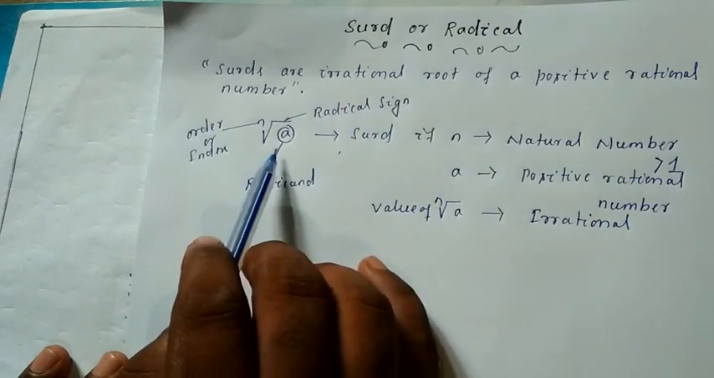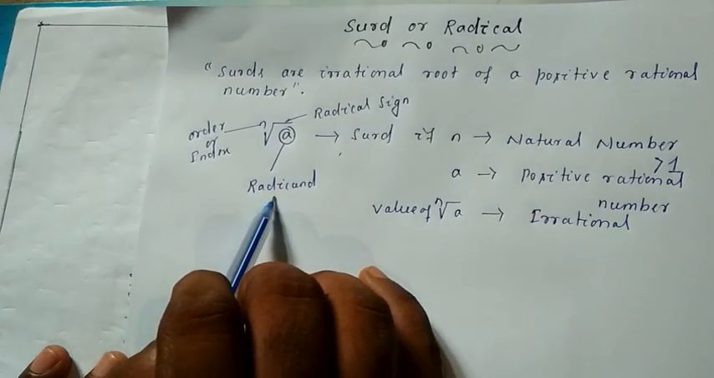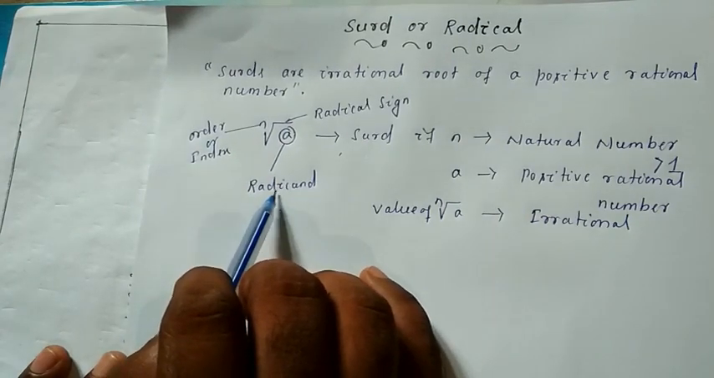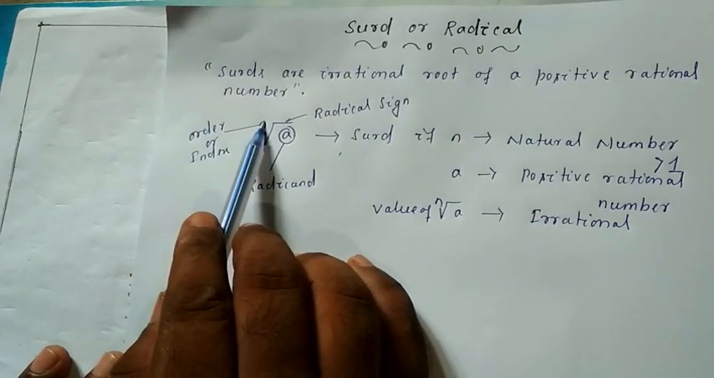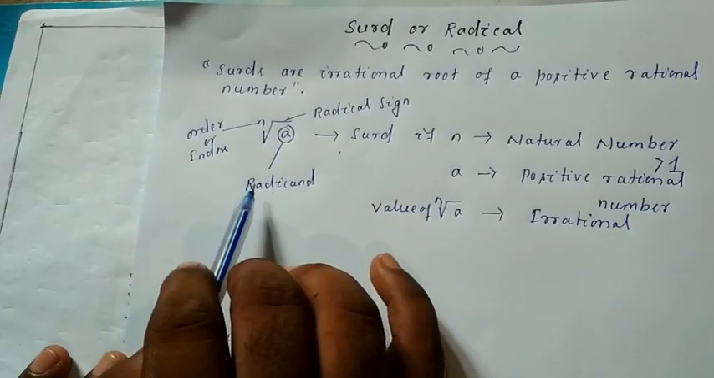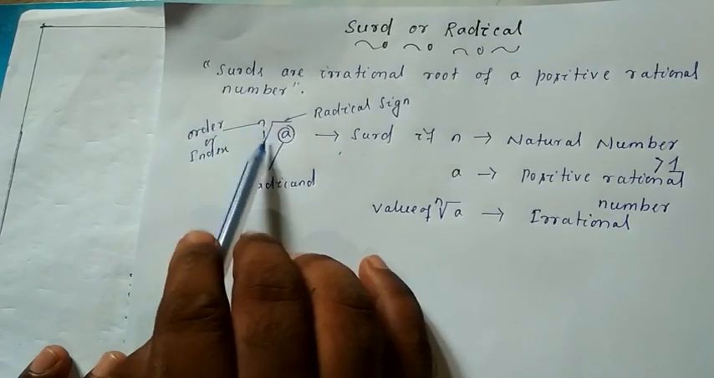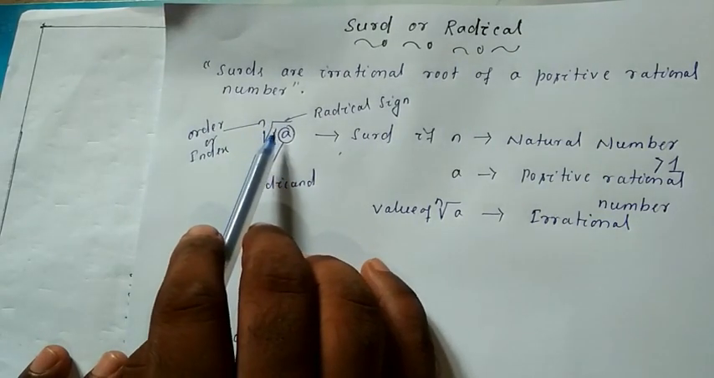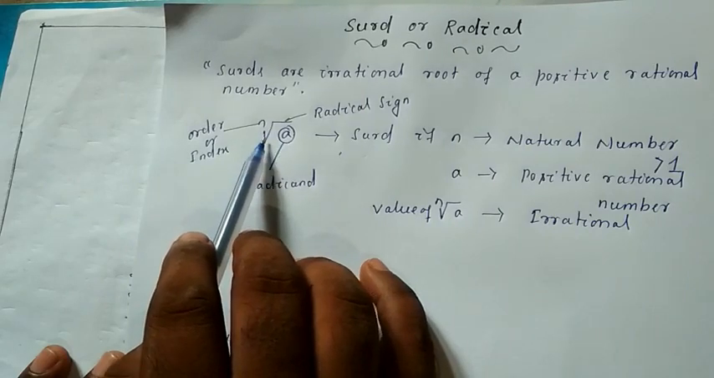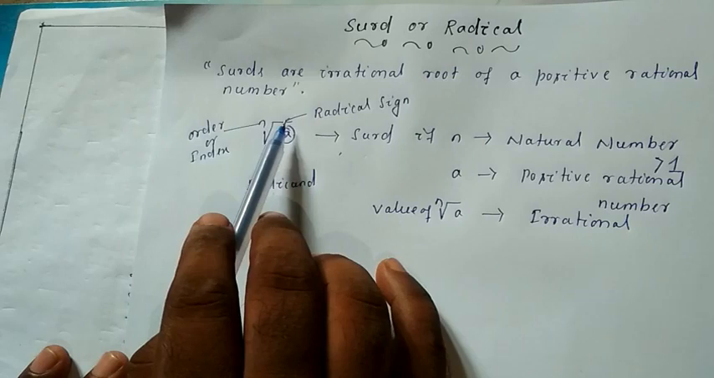and the number under the radical sign is called the radicand. Remember, n is called the order or index, and a is called the radicand, and this symbol, the root symbol, is known as the radical sign. You can say root symbol or you can say radical sign.